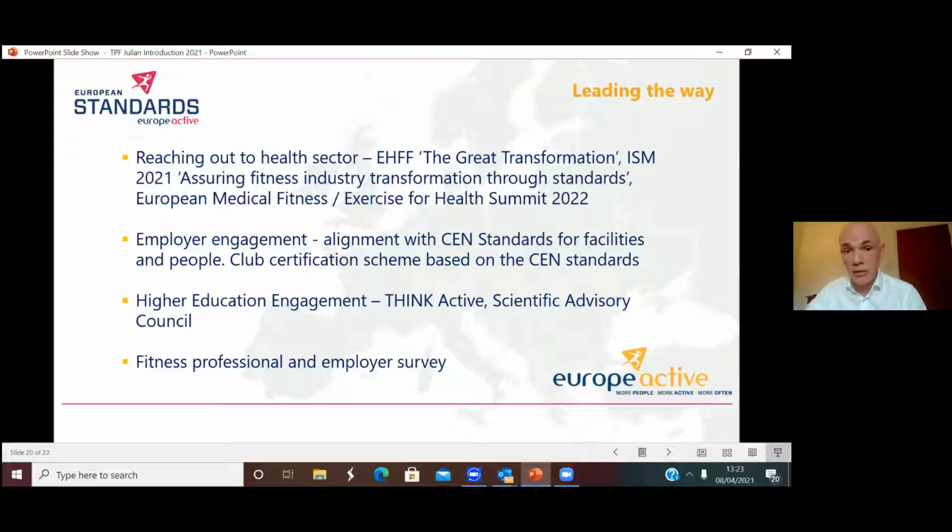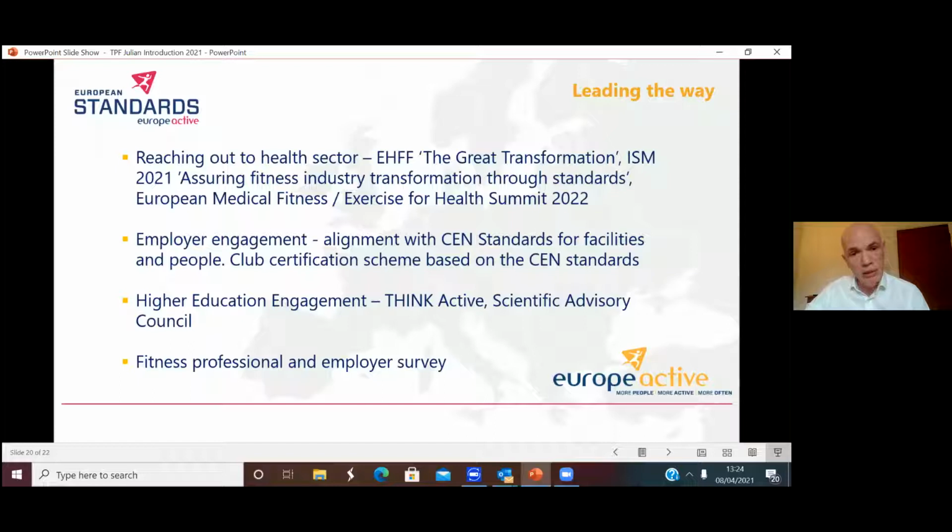We're planning a medical fitness summit in 2022, where we very much involve the health sector. It's important that we don't just design standards and qualifications based on what we think the health sector needs, but also based on the feedback we get from the health sector. We need to be talking to the health sector. What are they looking for from us?